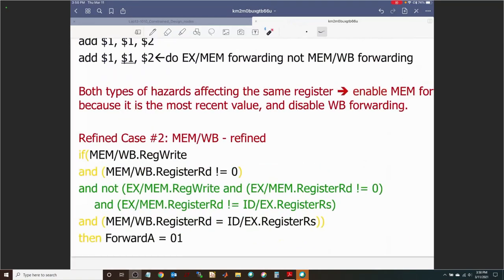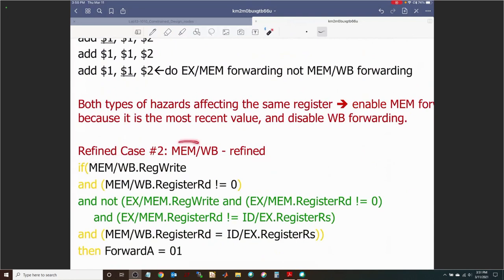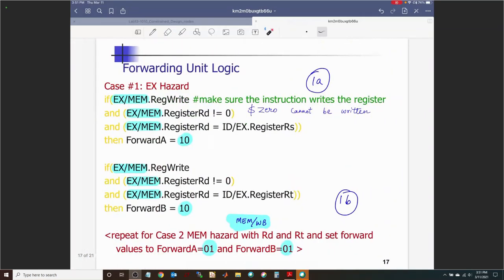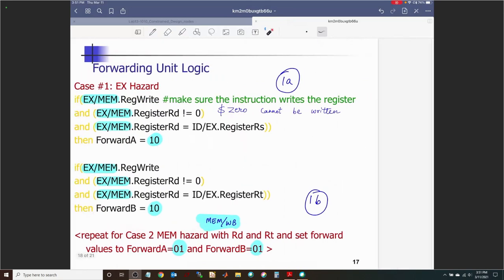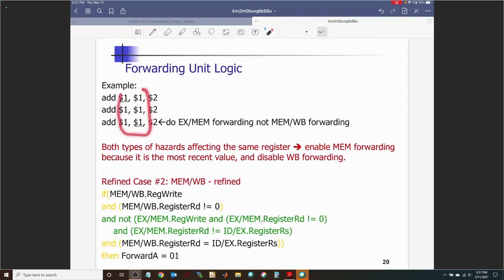So we are just going to redefine case two, right? So for the memory write back forwarding logic, it's like this, right? Remember, we said this is the logic for case one. This will be the exact same thing for case two, except that all these guys in blue will be changed accordingly. So how would this change based on the fact that the same register has both hazards? The way you check that is everything else is the same, except we add this condition in the middle. This is only a redefining, a changing of case two, not case one. Case one remains as is. In case one, we anyway do XMEM forwarding, so we don't need to check for that.